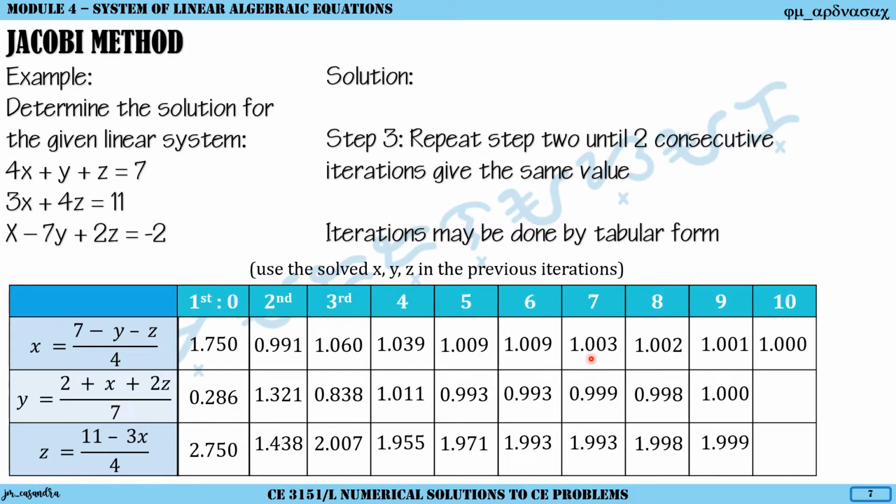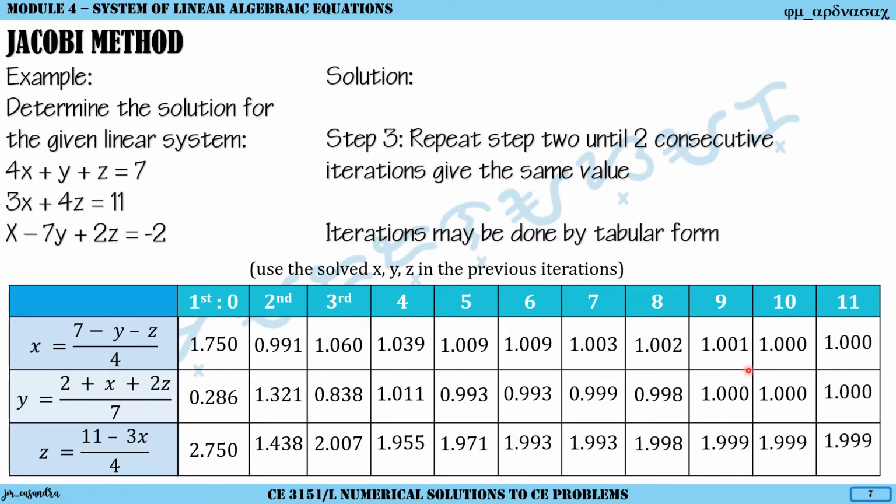So, it will now give us x is 1.000, y is 1.00, z is 1.999. So, yung x na lang. So, more iterations, 11. So, x is 1, y is 1, z is 1.999. Pero pag tinuloy pa natin to, 1.999 can be rounded off to 2.